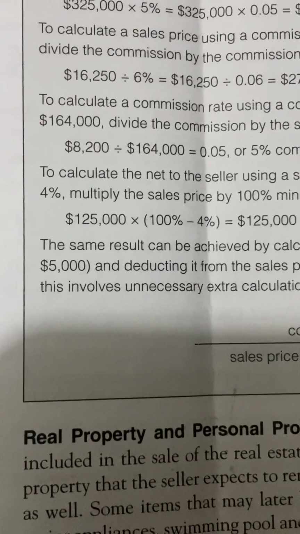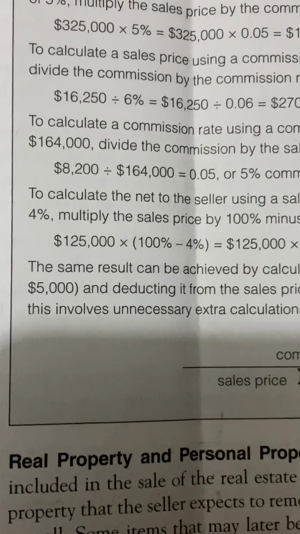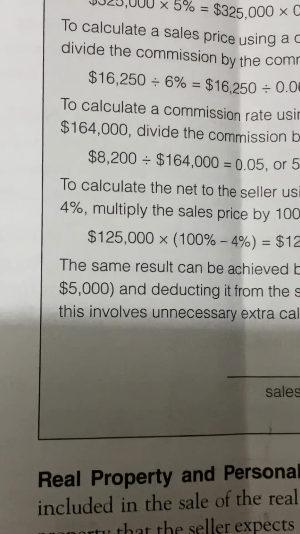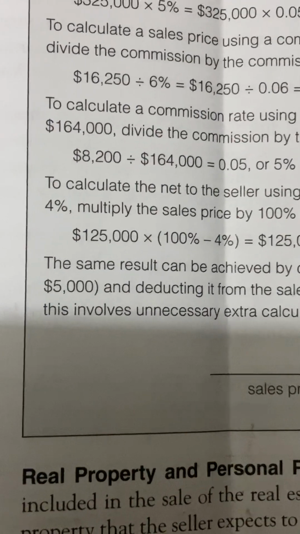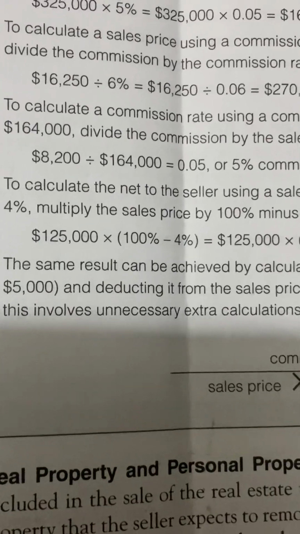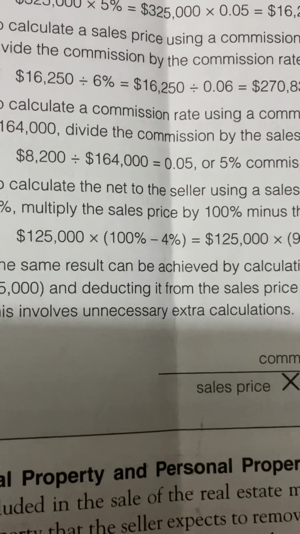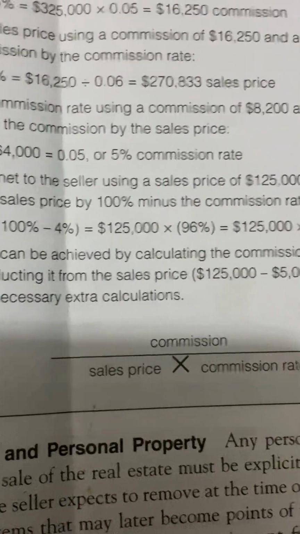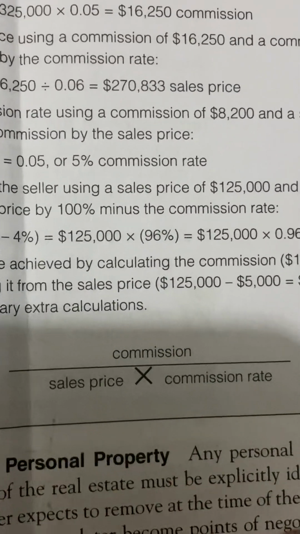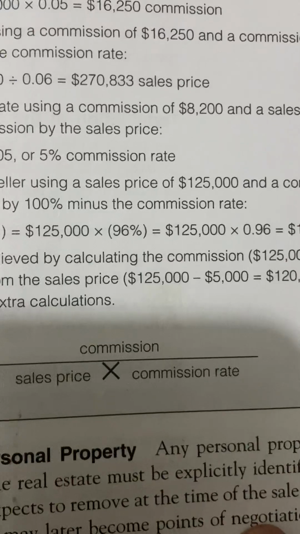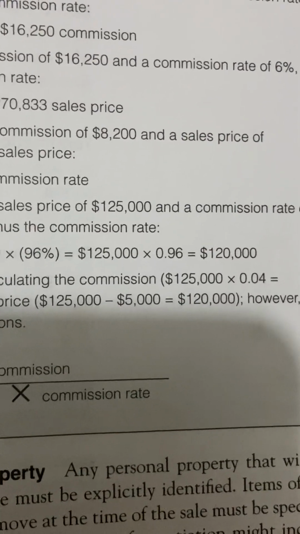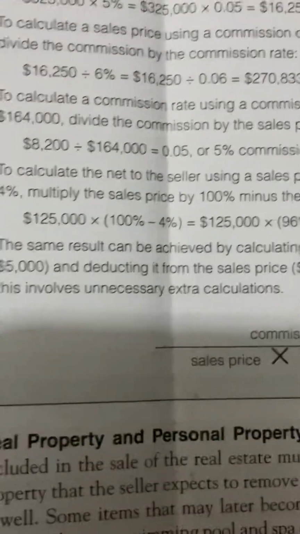To calculate the net to the seller using a sales price of $125,000 and a commission rate of 4%, multiply the sales price by 100% minus the commission rate. $125,000 multiplied by 100% minus 4% equals $125,000 multiplied by 96% equals $125,000 multiplied by 0.96 equals $120,000.